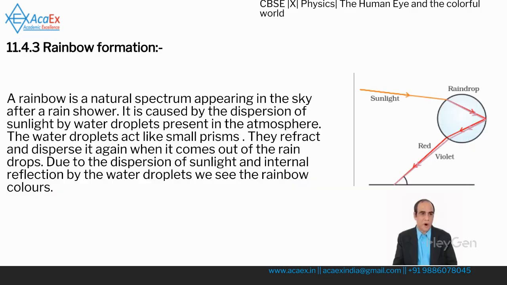A rainbow forms when sunlight is dispersed by water droplets in the atmosphere, acting as tiny prisms. These droplets refract and internally reflect sunlight, creating a spectrum of colors. This natural phenomenon occurs after rain showers, showcasing the vibrant colors of the spectrum in the sky.